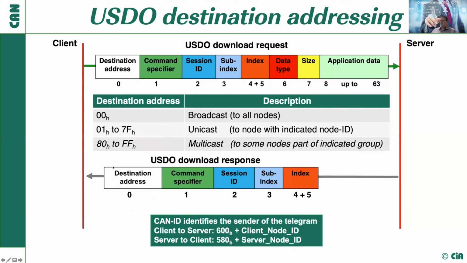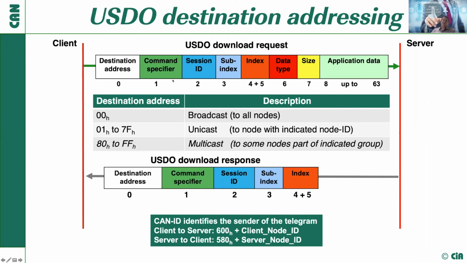Let's have a brief look at the telegrams. What do they look like? We see here the protocol is designed like this. The first byte is always the destination address. Who shall be the receiver of this segment? It may be a specific device identified by its node ID. It may be a group of devices, or all devices in the network shall accept this segment of the USDO.